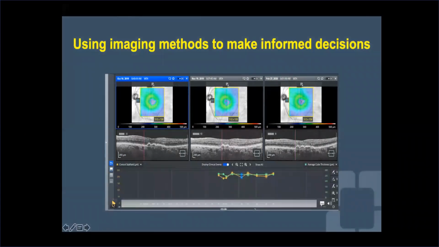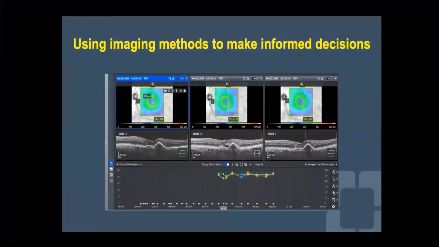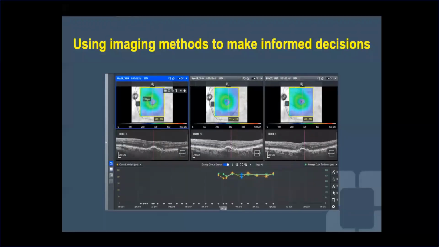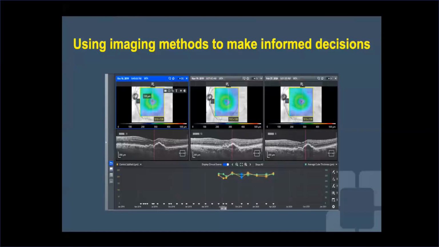I'm just going to play this video for you to show you what it looks like. But essentially what you can do is register. Again, I showed you how these scans are registered. And if I scroll over, I can follow that area. So you can look at all parts of the cube.